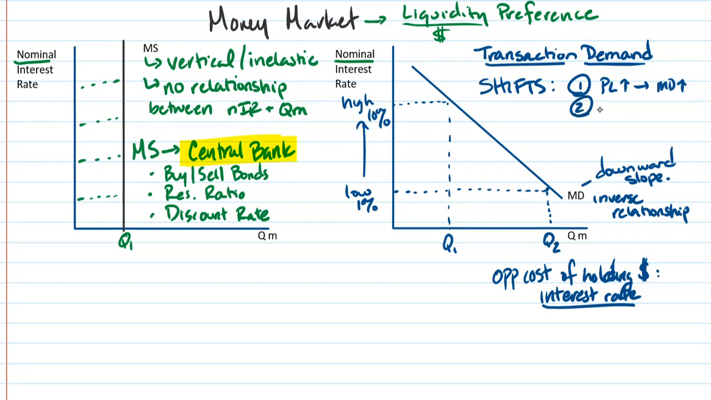The other that comes from the same place, the AD-AS model, is changes to real GDP. If real GDP rises, real GDP, remember, represents the total amount of spending happening in the economy. So if more people are spending or there is more spending happening, then we can say that throughout the economy there is an increase in the demand for dollars to make that spending possible. Again, return this to the idea of transaction demand.